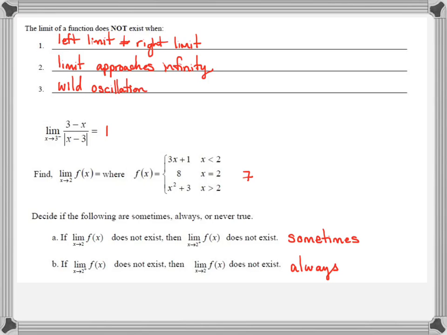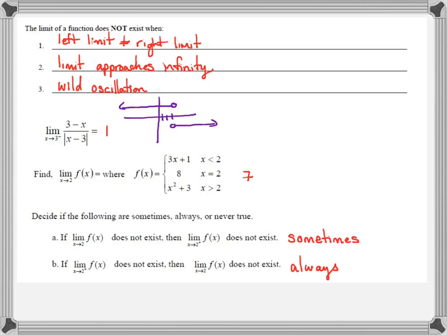The limit as x goes to 3 from the left of 3 minus x over x minus 3 equals 1. If you were to graph that, you would see a graph that changes from 1 on the left-hand side of 3 to negative 1 on the right-hand side of 3. So the left-hand limit is 1.